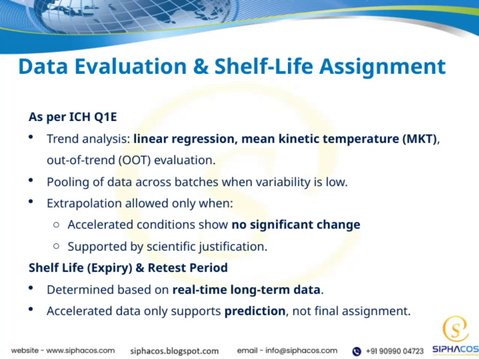According to ICH-Q1E guidelines, when we perform trend analysis, we typically use methods like linear regression, mean kinetic temperature, and out-of-trend evaluations to assess stability data. These techniques help us understand if the product's stability profile is consistent over time. When variability between batches is low, we can pool data across multiple batches to get a more comprehensive picture.